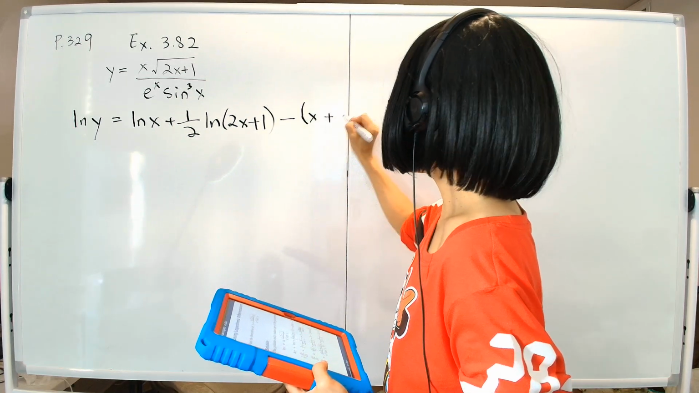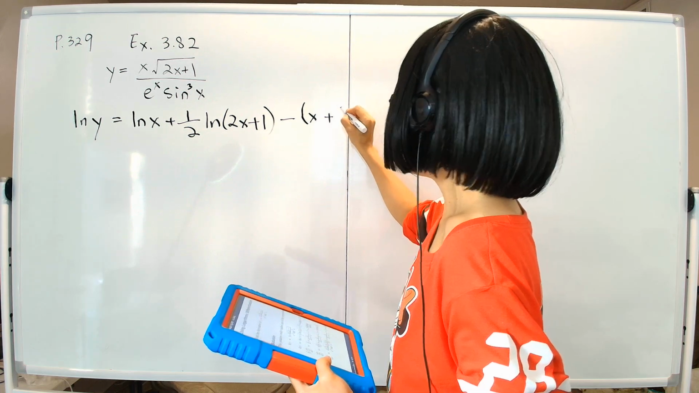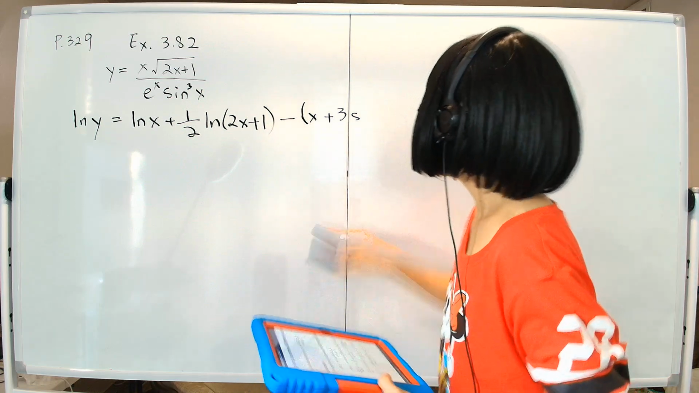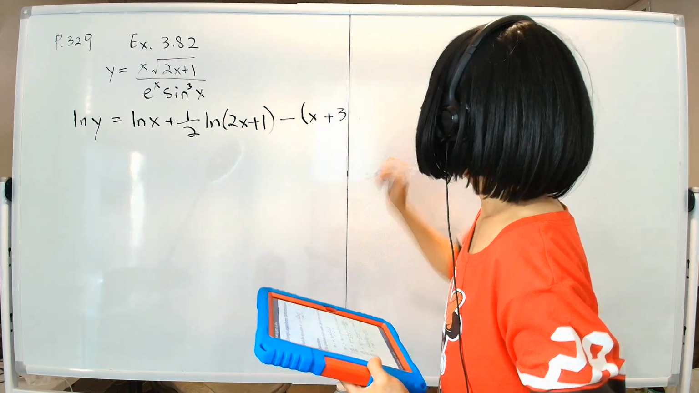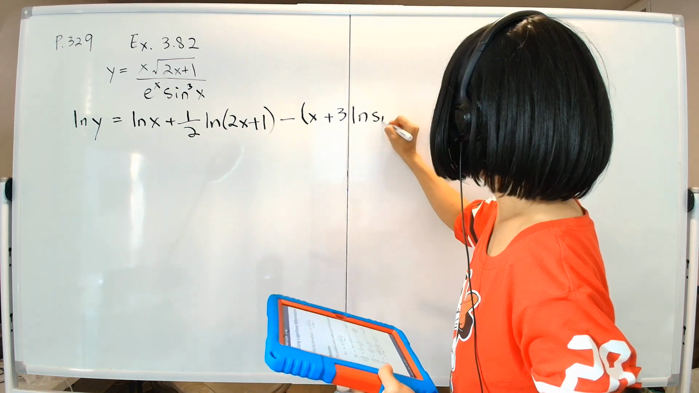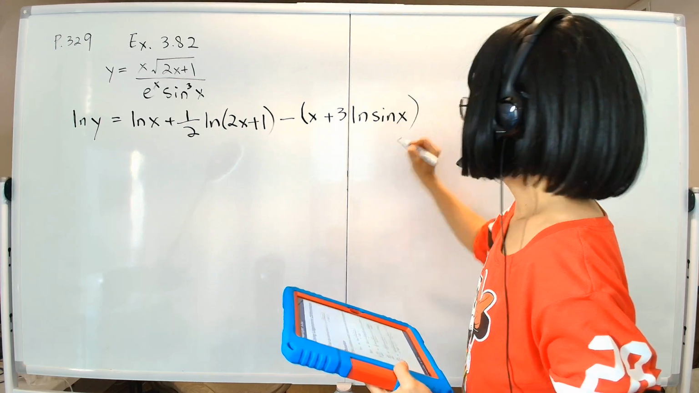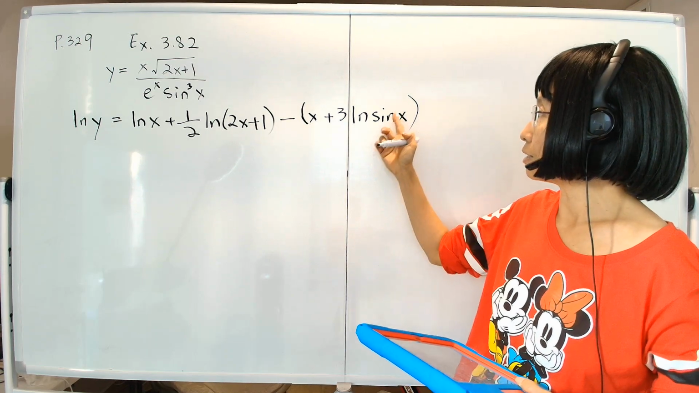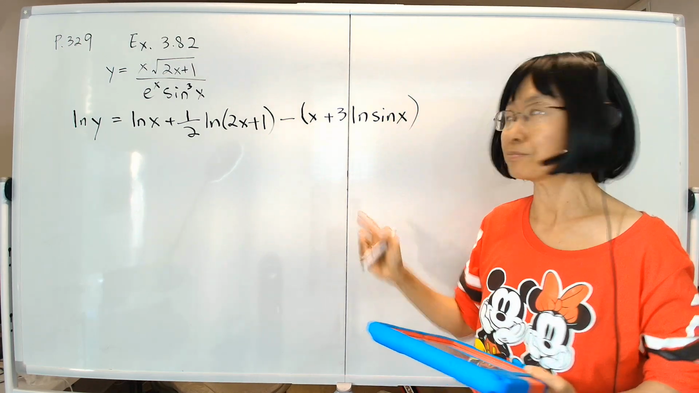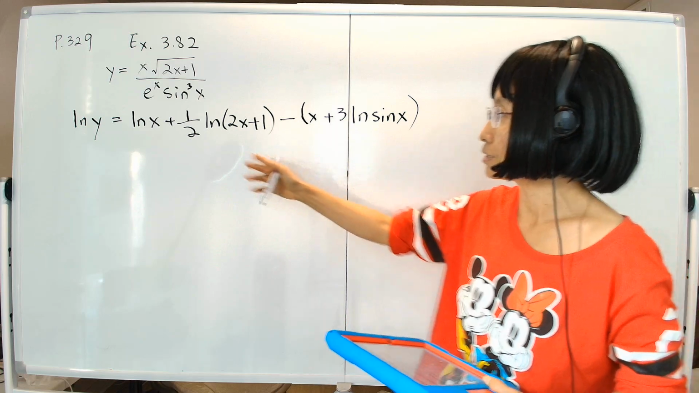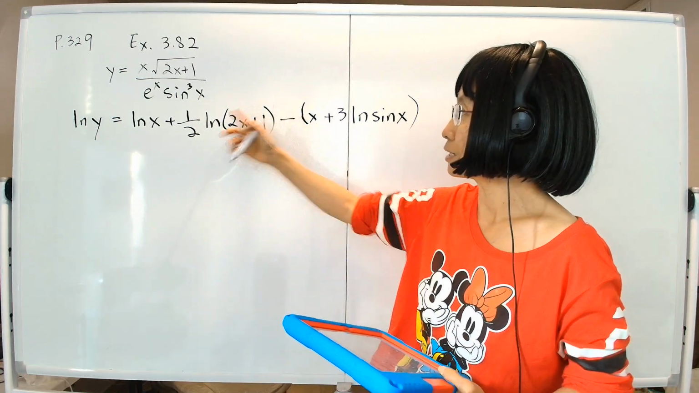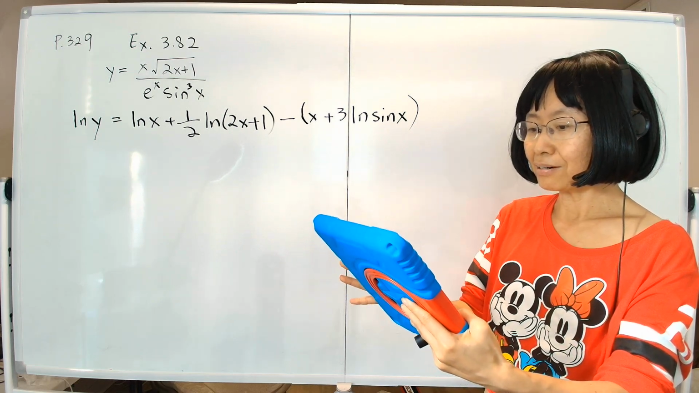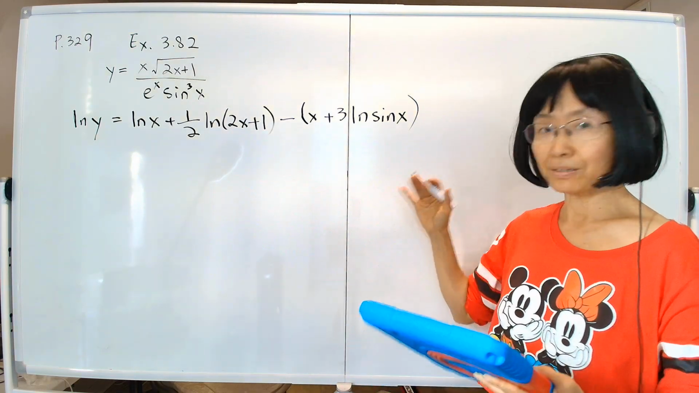And then plus natural log of sine 3x, which is 3 natural log sine of x, because sine cubed is sine raised to the power 3. So one of the logarithm rules is that you can take the power and put it in front, which is what I did here as well. The power can go in front of any log. So we have that. And then now we're going to do implicit differentiation.